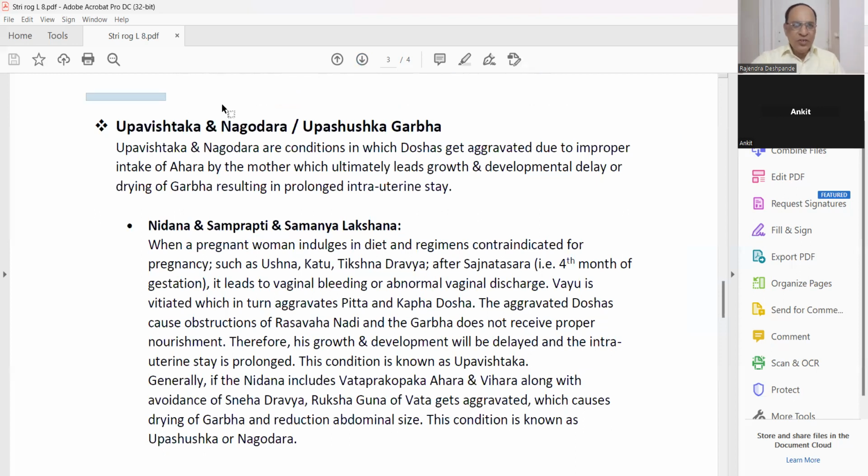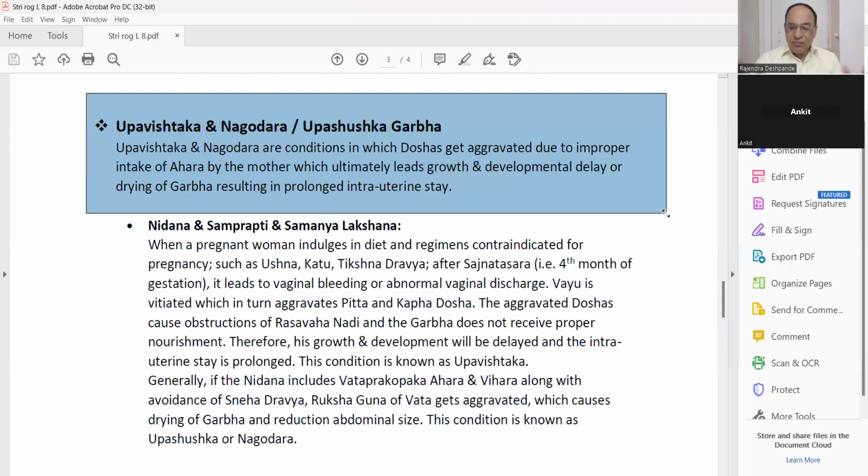Next chapter, next page, another problem: Upavishtaka and Nagodara. First, we will try to understand. Write down the title, Upavishtaka. First, we will see what is written and then we will discuss. Upavishtaka and Nagodara are the conditions in which doshas get aggravated, Vata, Pitta, Kapha, due to improper intake of food by the mother, which ultimately leads to growth and developmental delay, or drying of Garbha, resulting in prolonged intrauterine stay.